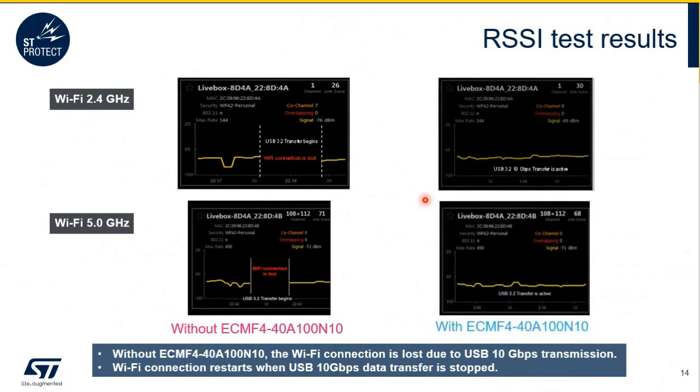This phenomenon appears on both Wi-Fi 2.4 and Wi-Fi 5 GHz. Otherwise, when we add the ST eval board with our ECMF4-40A110, we keep a good reception of the Wi-Fi signal, regardless of whether the transfer is active or not. So with these results, there are two conclusions. The first is that USB 3.2 at 10 gigabit per second can generate noise in the Wi-Fi 2.4 and Wi-Fi 5 GHz frequency ranges and decrease the sensitivity of the Wi-Fi receiver. The second is that with our ECMF, cable radiations are attenuated, removing the antenna distance effect of USB 3.2 on Wi-Fi bands.